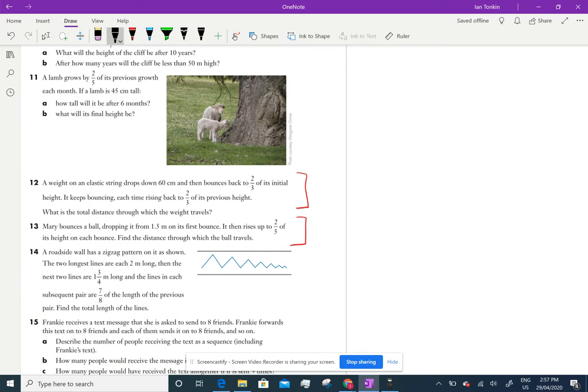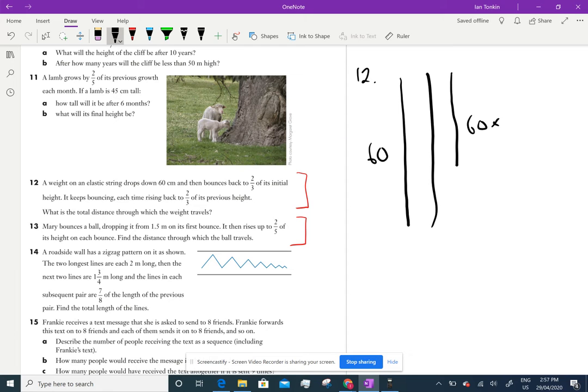So we'll do 12. And I very strongly suggest that you draw these. So I've got a bit of elastic string. It's got a weight on the end of it. And when I drop it the first time, it drops 60. And then when it comes back, it's got to come back 60. So it drops down to 60, comes back 60, and then it drops 2/3 of that. So 60 times 2/3. And it's going to have to go back that way as well. All right?